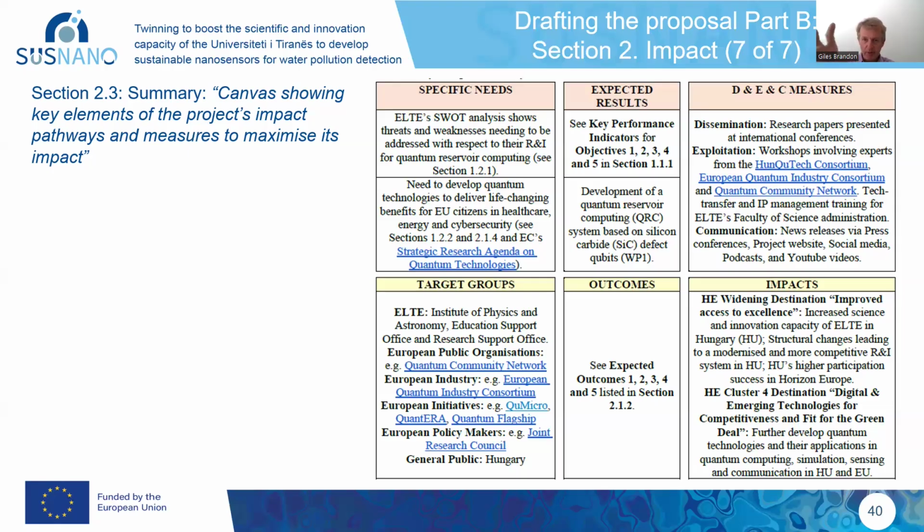Similarly, I should add, for example, the middle column where it says expected results. I've written here, see key performance indicators of objectives 1, 2, 3, 4, and 5 in section 1.1.1. That's because I just didn't have the space here to repeat that text. Anyway, this kind of table, certainly for twinning, ERA Chair, other widening calls, is the kind of table I think would be very useful and could be adapted.